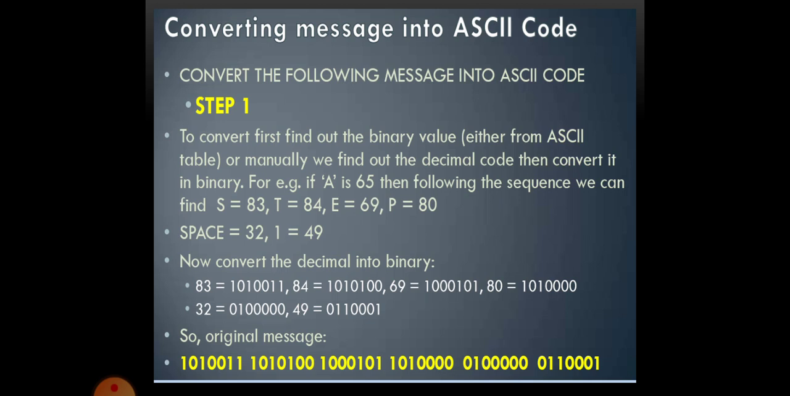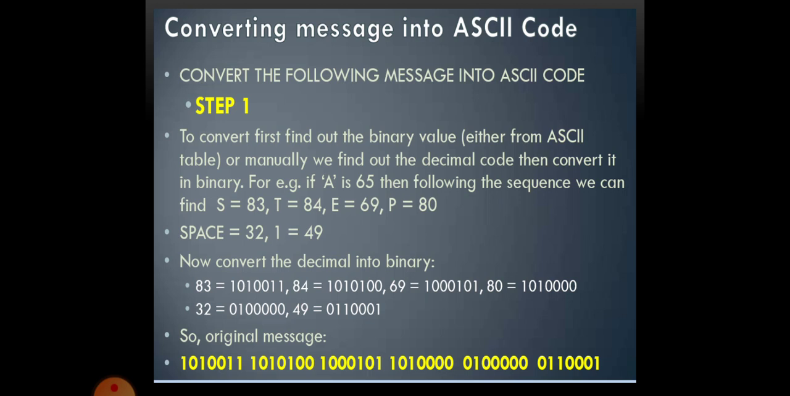Then A having the value 67, then it has to be converted into binary. Then C, 67, 68 and 69 have to be converted into binary. Then E having the value 67, 68, 69, 70, 71 is converted into binary.